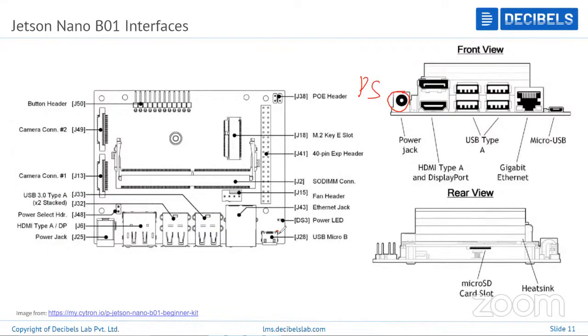And then we use this power port, USB micro USB, or maybe we also use other ports. So there is the power select header. So we use these kinds of ports. I mean, these power ports, not this one, this power port, for the power supply.